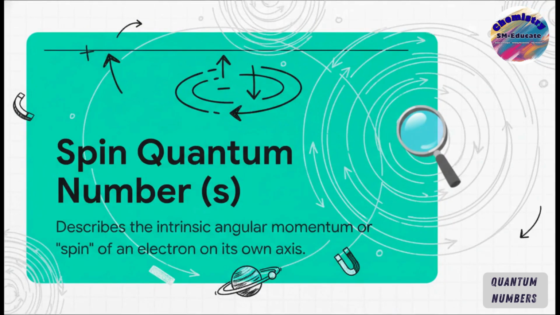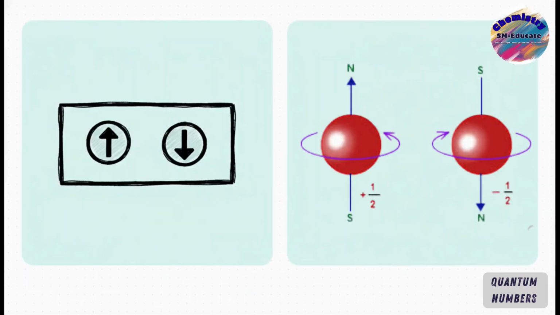Back in 1925, physicists discovered something amazing. Electrons behave as if they are spinning on their own axis, kind of like a tiny planet. And this spin creates its own little magnetic field, which can only point in one of two opposite directions. That's it, just two. And that leaves us with only two possible states. We call them spin up, which has a value of +1/2, and spin down, with a value of -1/2.